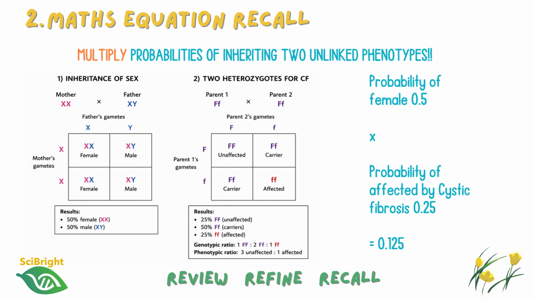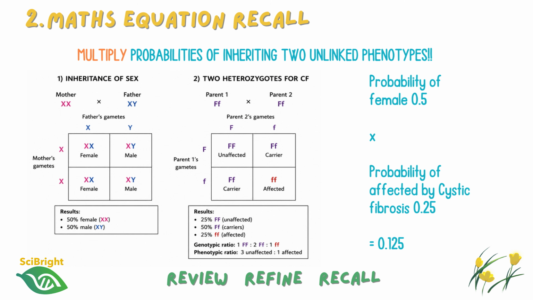Now, whilst we are on maths and inheritance, a common mathematical error in inheritance is to determine the probability of two independent, non-linked phenotypes occurring together. We must multiply the probabilities of the two independent events. I've seen it catch many students out.